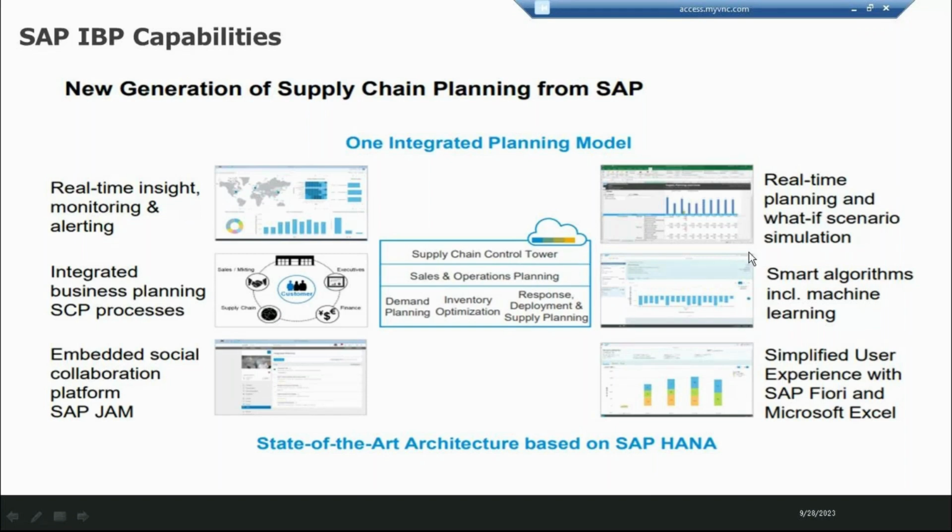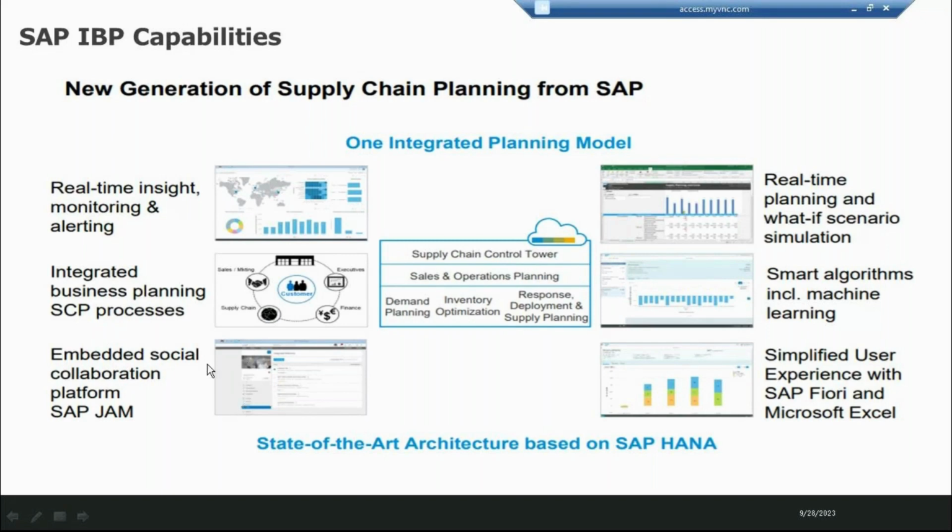And SAP has given a lot of algorithms for forecasting and supply planning, and even now they are adding more machine learning things also. Then they have added one social collaboration tool. Just like how we use Facebook or Instagram or Twitter, similarly for planning they have given a social collaboration tool.